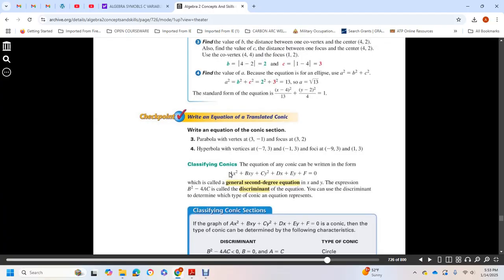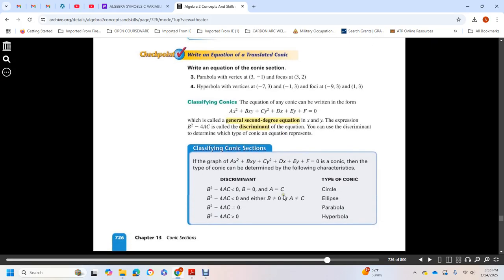Classifying conics: the equation of any conic can be written in the form ax squared plus bxy plus cy squared plus dx plus ey plus f equals 0, which is called the general second degree equation in x and y. The expression b squared minus 4ac is called the discriminant of the equation. Use the discriminant to determine which type of conic the equation represents.